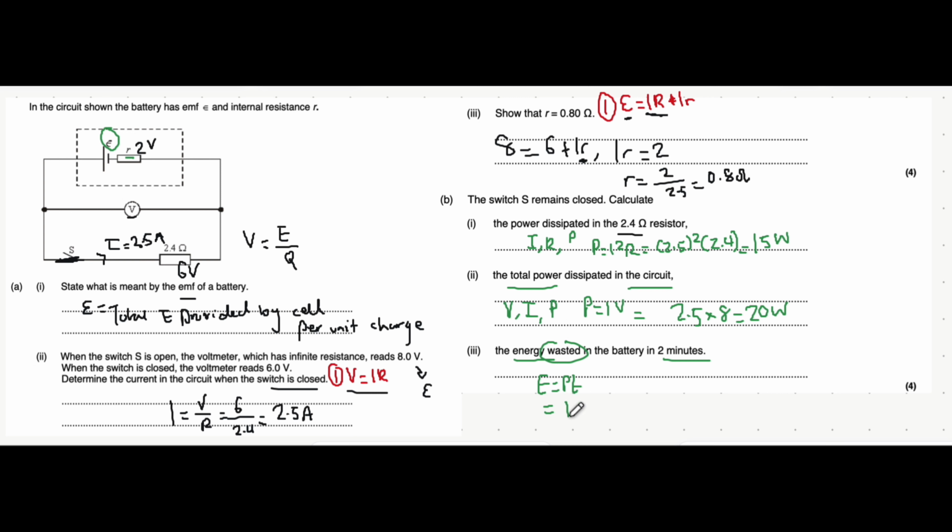By the way, we're going to use IVT here. I'm going to write that step because power is current times voltage. So the current through the internal resistance, which is 2.5, multiplied by the voltage through the internal resistance, which is 2 volts, multiplied by the time taken in seconds. So we take that time in minutes, then you multiply by 60. Multiplying all those terms together, you'll get a value of 600 joules. And that's everything for this question.